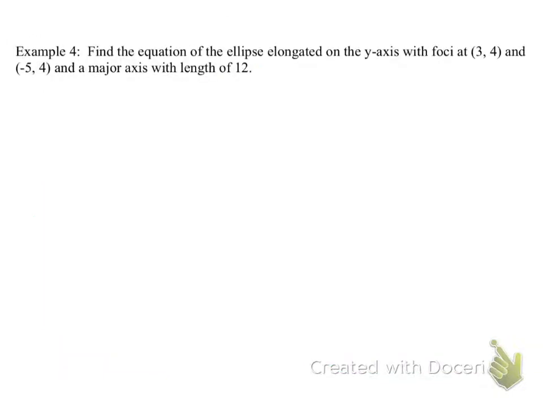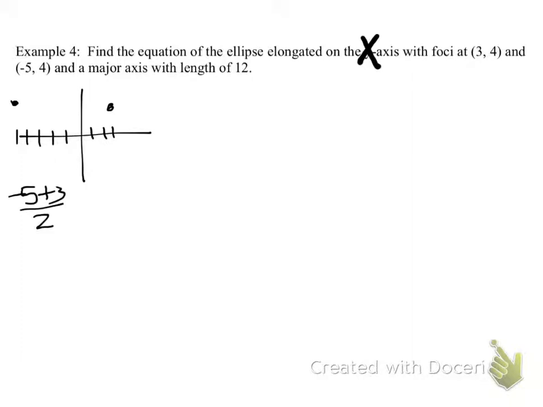Finally, example 4. Find the equation of the ellipse that's elongated on the y-axis with foci at 3, 4 and -5, 4, and a major axis with length 12. Well, if we were to go ahead and graph these, we would see that this isn't worded right. It's actually elongated on the x-axis. So if we go ahead and graph what we know, we see where our foci are.